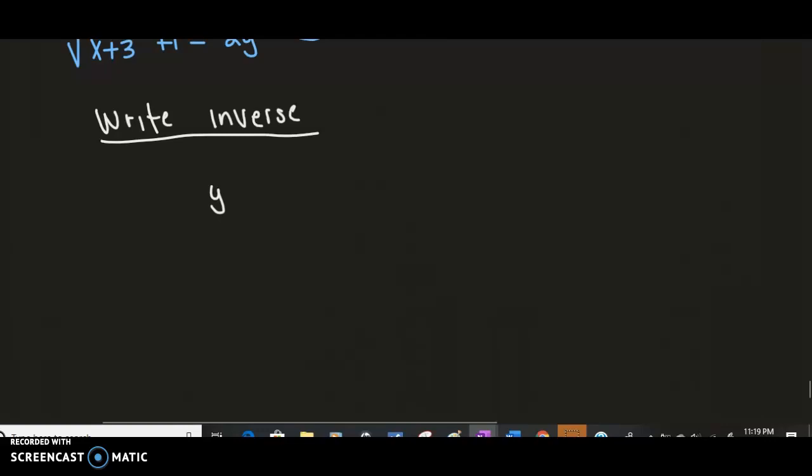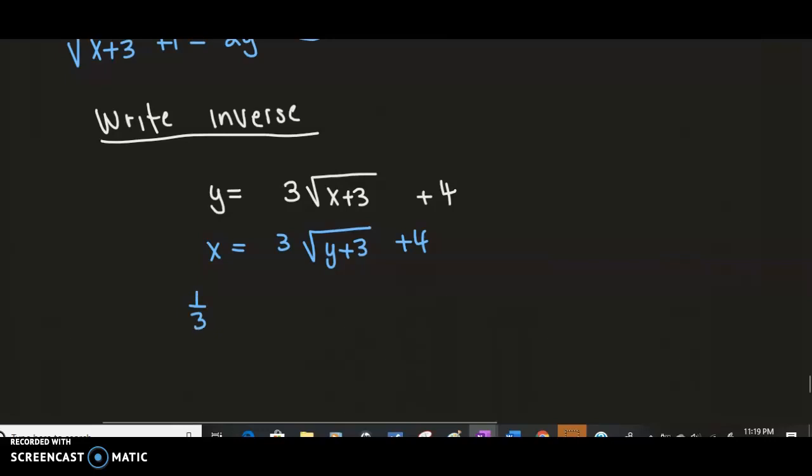So let's say our function is y equals 3 times x plus 3 plus 4. Okay? And so step 1 is you switch x and y, right? So we have x equals 3 times y plus 3 plus 4. Now I need to solve for y. So subtract 4. Divide by 3.